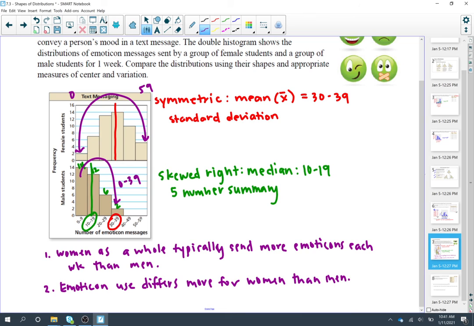So to recap, the women are sending on average more emoticons per week than the men. And then the emoticon use is also differing a lot more for women than the men. So some women are sending a lot and some women are sending none, versus the men just kind of are on the lower end of that spectrum.